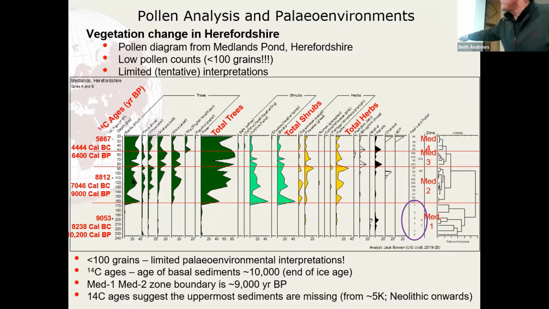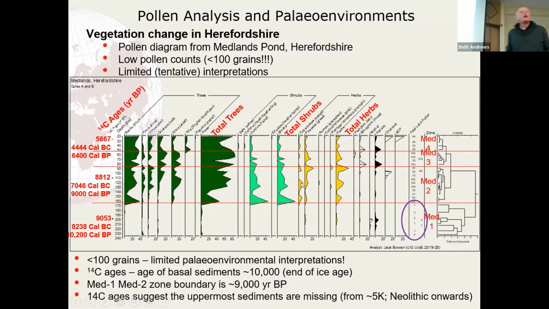But it does show the development of woodland in the region around about 9,000 years ago. We've got increases in birch, alder, elm, oak, and pine, coming into the region around about 9,000. So that's the total trees. They're the shrubs, hazel, and they are the herbs.